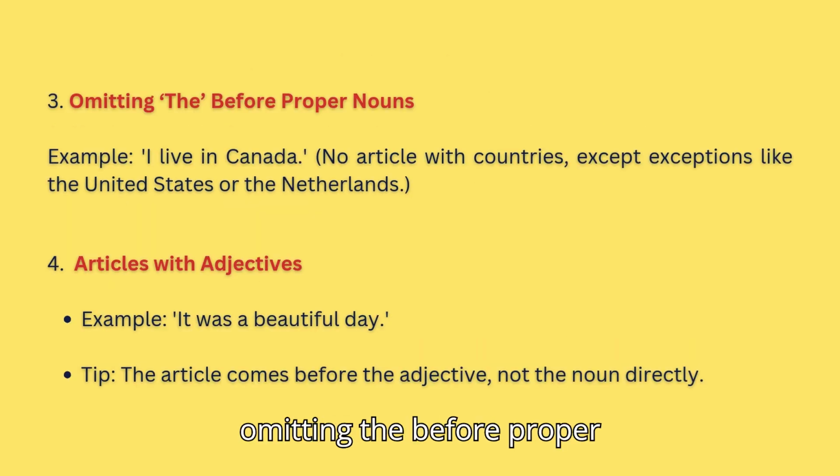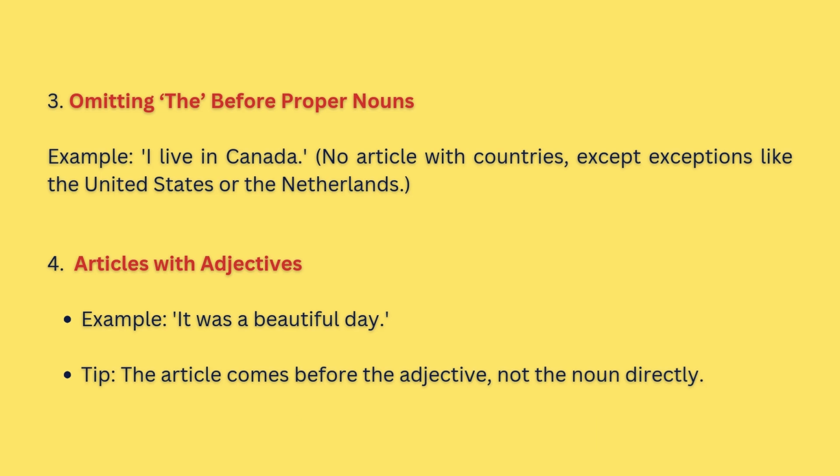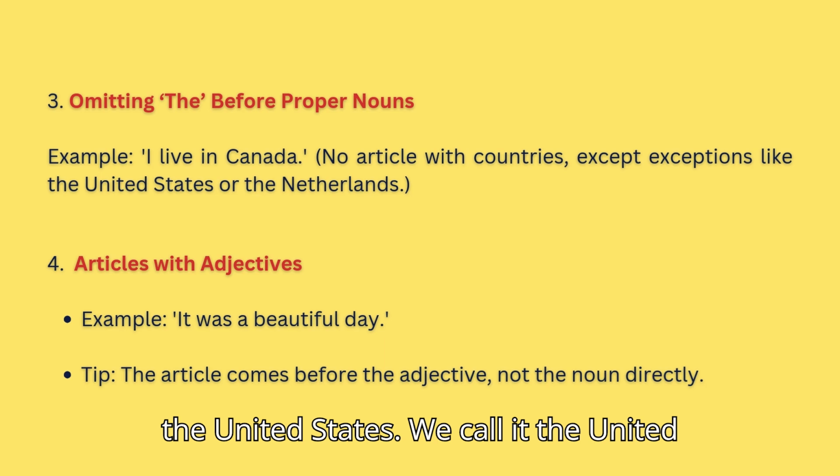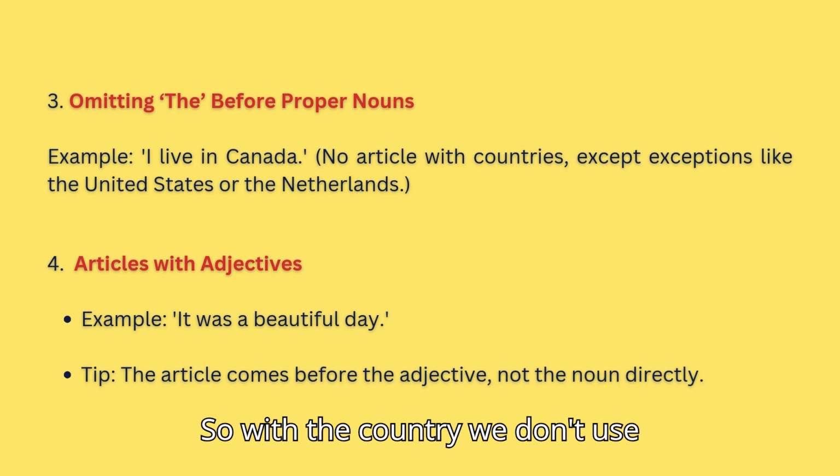Third is omitting the before proper nouns. Example, I live in Canada. No articles with countries, except exceptions like the United States. We call it the United States or the Netherlands. So, with the country, we don't use the.